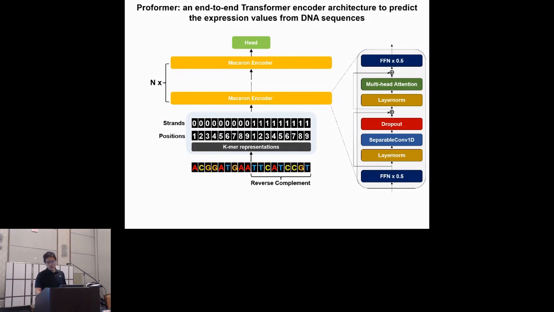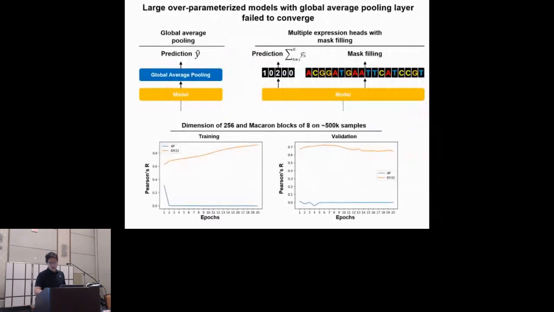Proformer uses a Macaron transformer encoder architecture, with two half-step feed-forward layers at the beginning and end of each encoder block, and a separate one-dimensional convolution layer inserted at the first feed-forward layer in front of the multi-head attention layer. We tested two architectures at the top of the transformer. One is global average pooling, the other is multiple expression heads.